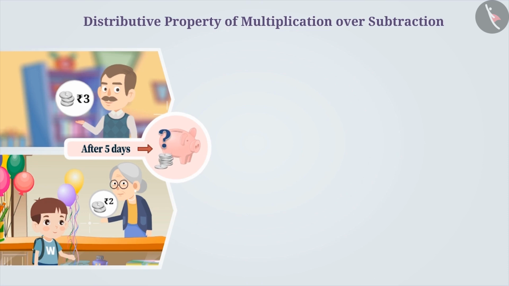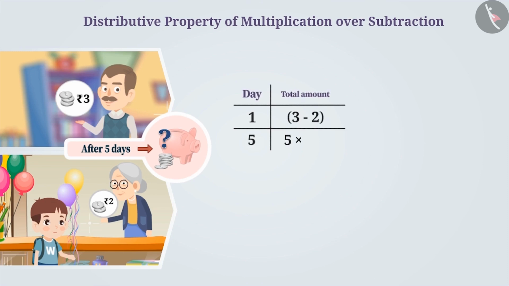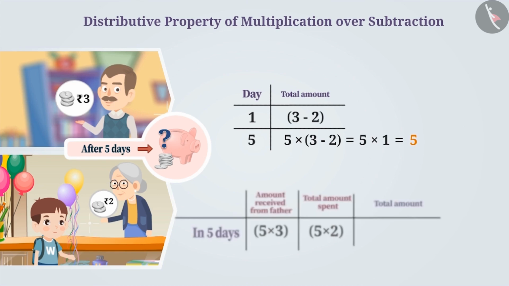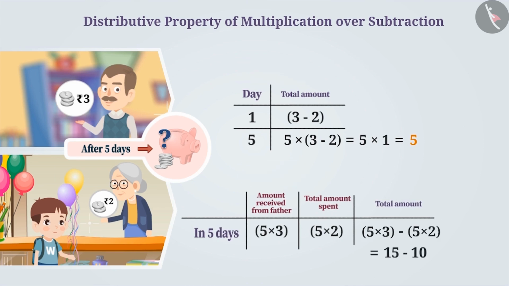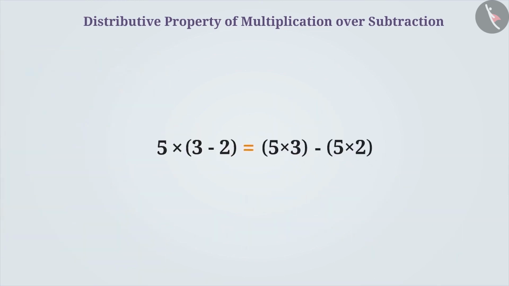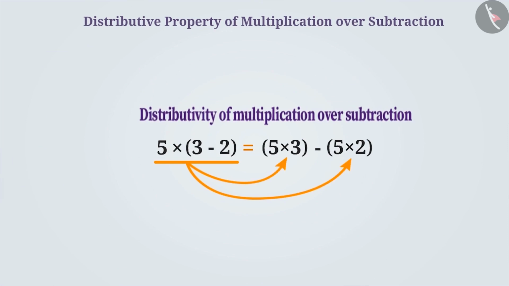We can solve this also in 2 ways. The first method, 5 into (3 minus 2), gives you 5 as the answer. And the second method, 5 into 3 minus 5 into 2, also gives 15 minus 10, that is 5 is the answer. Here, 5 into (3 minus 2) is equal to 5 into 3 minus 5 into 2. Therefore, multiplication can also be distributed over subtraction.